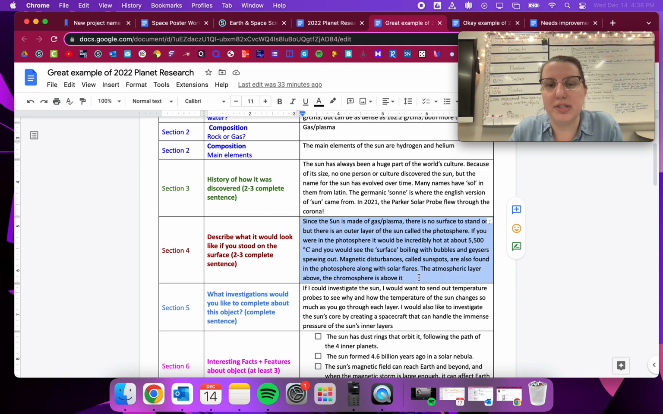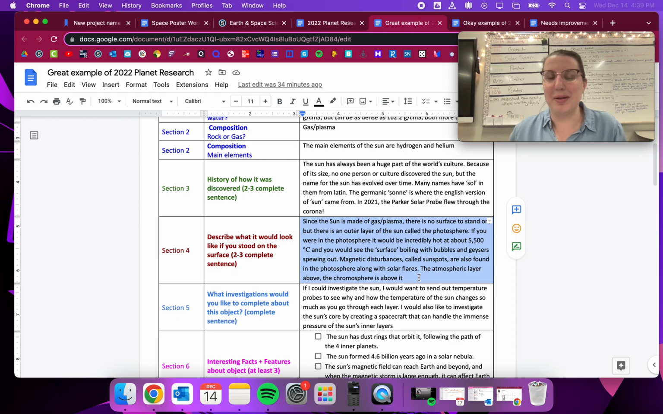So for a great example, since the sun is made of gas/plasma, there's no surface to stand on, but there is an outer layer of the sun called the photosphere. If you were in the photosphere, it would be incredibly hot at about 5,500 degrees Celsius, and you would see the surface boiling with bubbles and geysers spewing out. Magnetic disturbances called sunspots are also found in the photosphere along with solar flares. The atmospheric layer above it is the chromosphere.